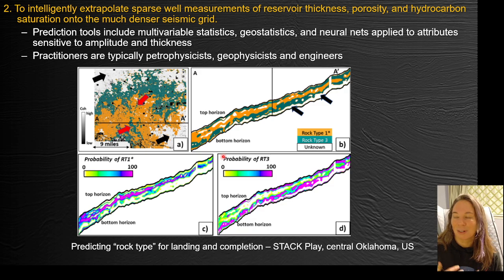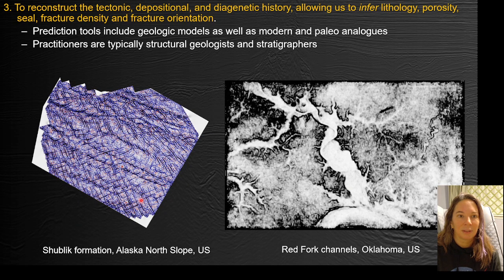Another reason to use seismic attributes is to extrapolate very sparse well measurements of reservoir thickness or porosity or hydrocarbon saturation, as well as use them as prediction tools, which may include multivariable statistics or geostatistics and neural networks that we're going to apply to those seismic attributes. And so this is an example showing prediction of rock type based on the properties we see in seismic, and this may be interesting to completion engineers.